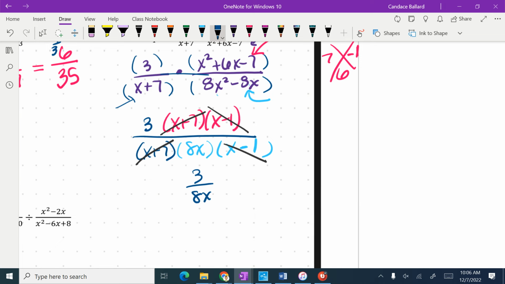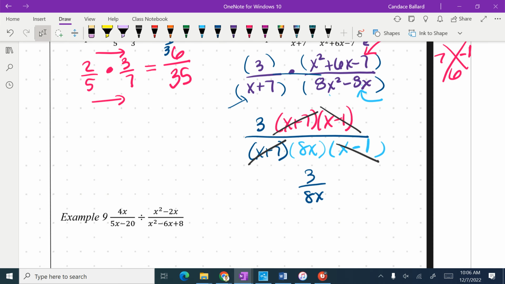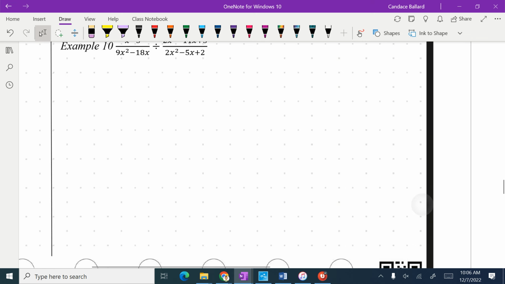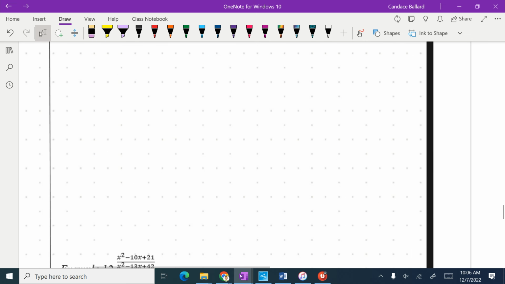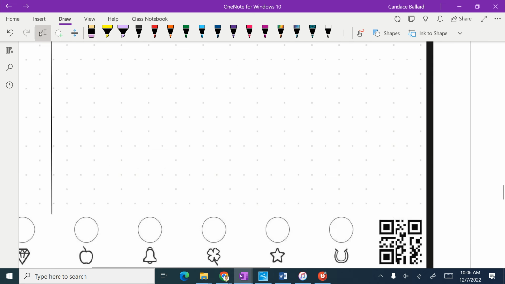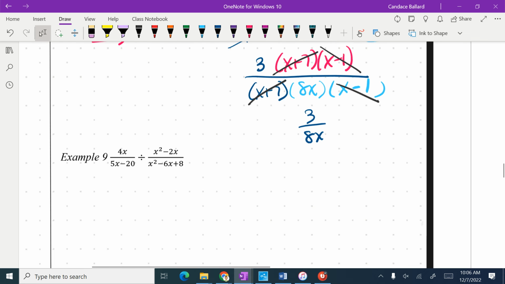Okay, we're going to try a couple more division problems. The only thing that's going to get worse is maybe we have more factoring than we did in this one. Okay. Let me look ahead really quick. Let me see what I've got. Okay, got it.